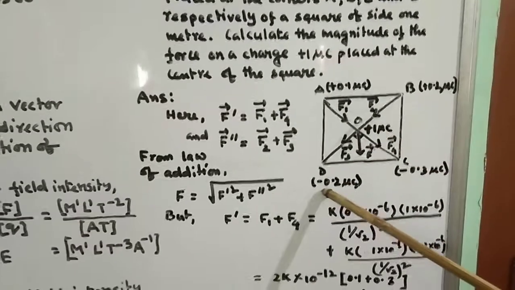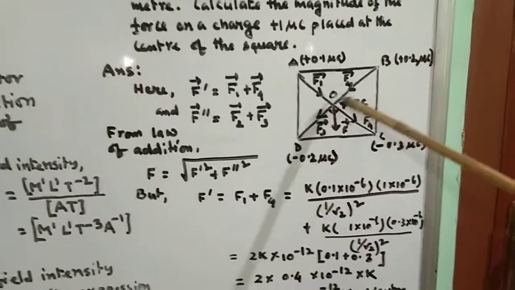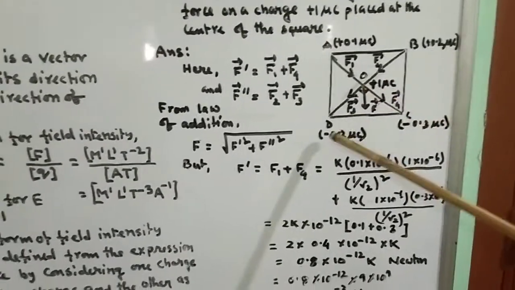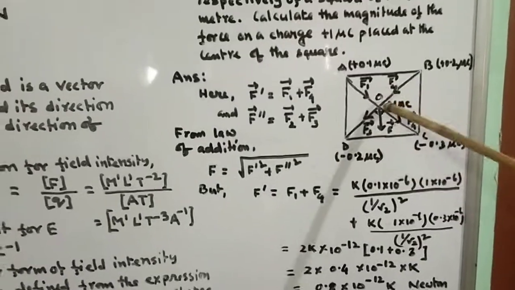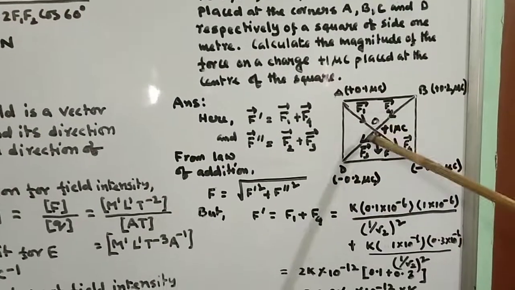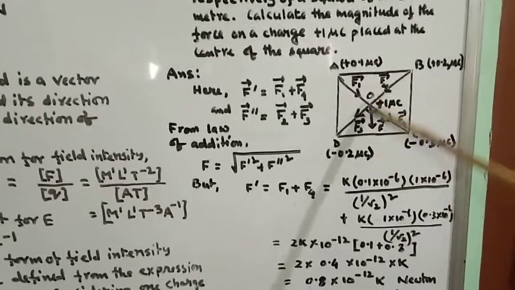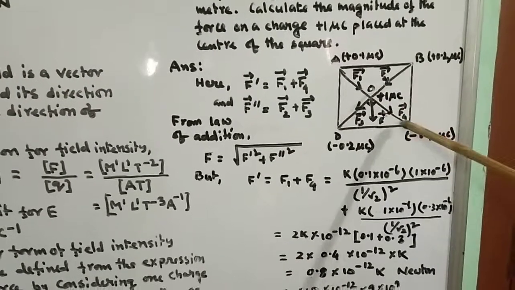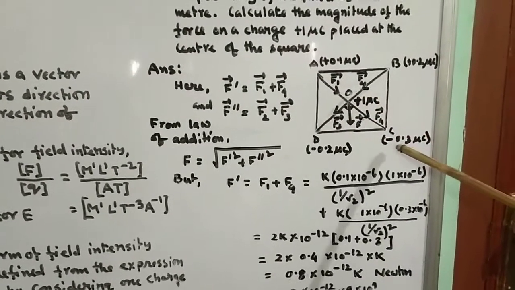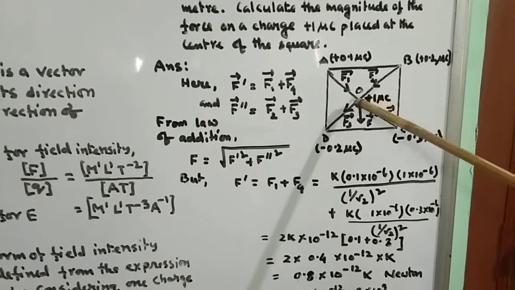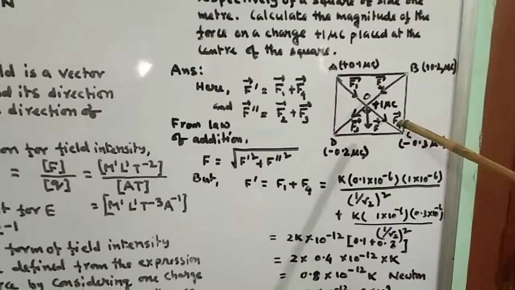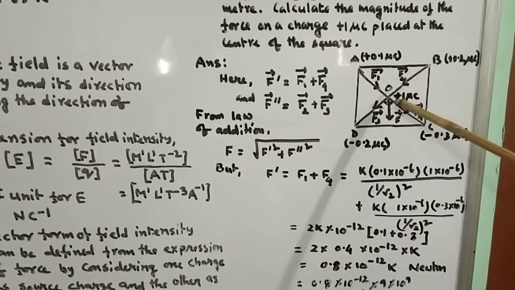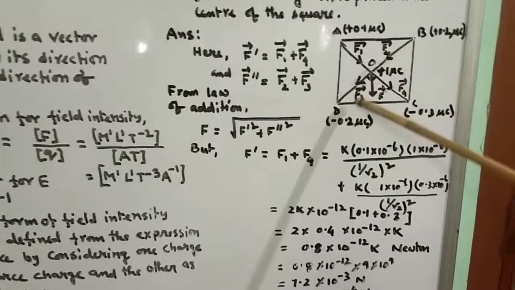Now if you consider this one, minus 0.2 microcoulomb, so if this one is your 1 microcoulomb charge and another charge is your minus 0.2 microcoulomb, definitely it is attraction, because this is negative and this one is positive. So this vector F3 vector gives you the direction. And similarly, if you consider this 1 microcoulomb and minus 0.3 microcoulomb, definitely it is again attraction. So these two forces, F1 vector and F4 vector, are in the same direction, and again F3 vector and F2 vector are in the same direction.